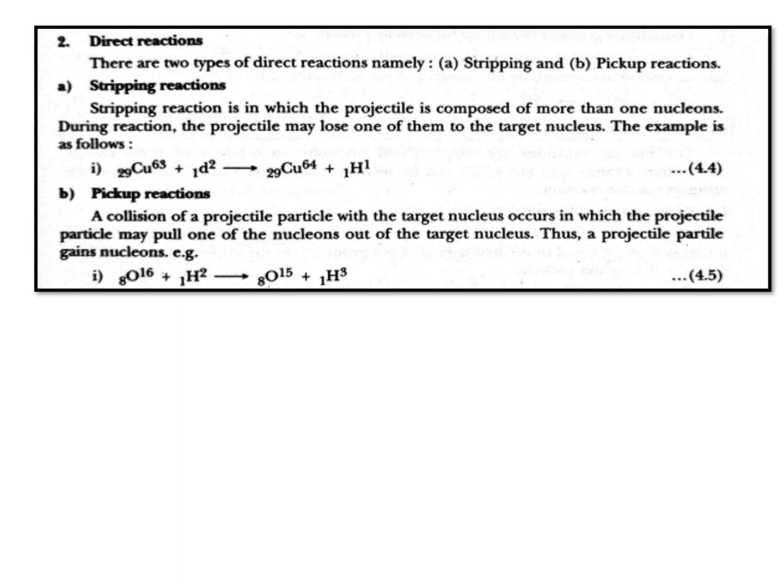In direct reaction, what happens? There are two types of reaction, in which one is the stripping reaction, another is the pickup reaction. When deuterium is bombarded on the copper nucleus, the target nucleus takes one nucleon from the projectile. Means the projectile loses one nucleon and it becomes a proton. When deuteron is bombarded on the copper, a stripping reaction takes place, and therefore the reaction takes place as follows, and one proton is emitted.